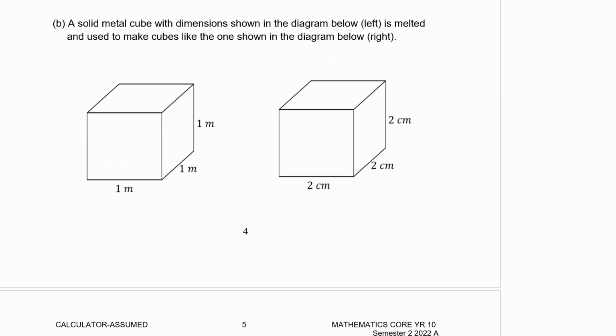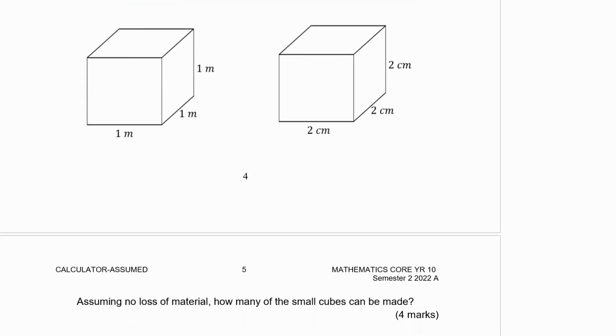Okay, so we've got a solid metal cube with dimensions shown in the diagram below left. So it's 1 meter by 1 meter by 1 meter. It's melted and used to make cubes like the one shown in the diagram on the right. Assuming no loss of material, how many of the small cubes can be made?